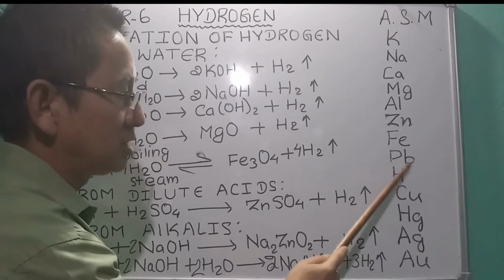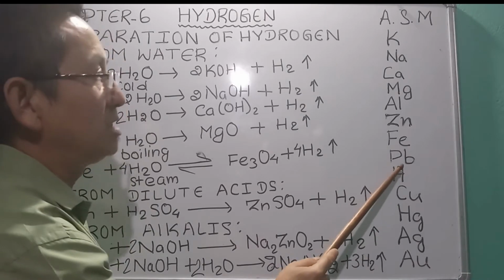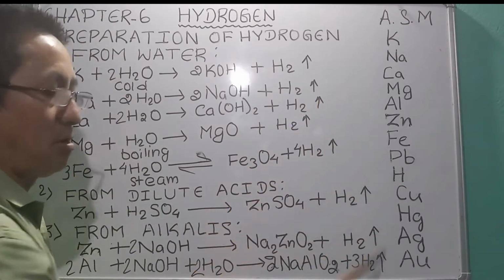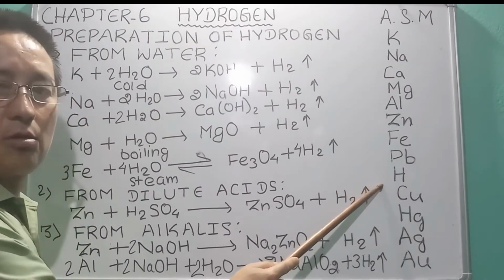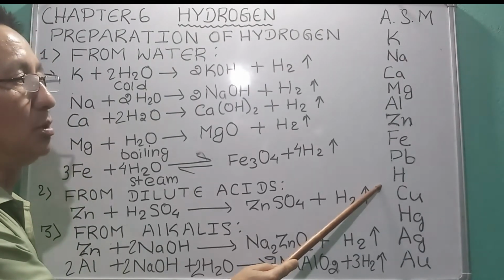And hydrogen is the only non-metal which is placed in the activity series of metals, because hydrogen can form a cation by the loss of its valence electron.